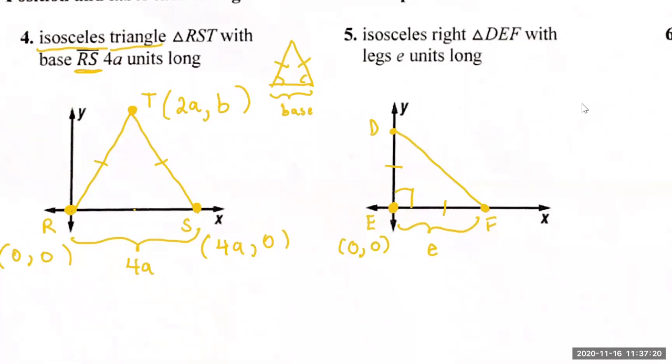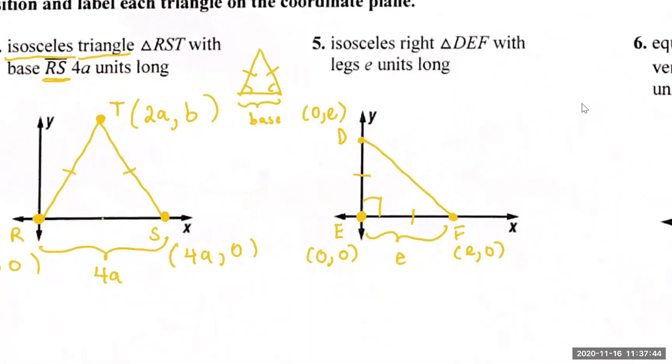Okay, so for F, since that is on the x-axis, good, it's E comma 0. This is an isosceles right triangle. So what is D equal to, you guys? What is D equal to? Yep, 0 comma E.